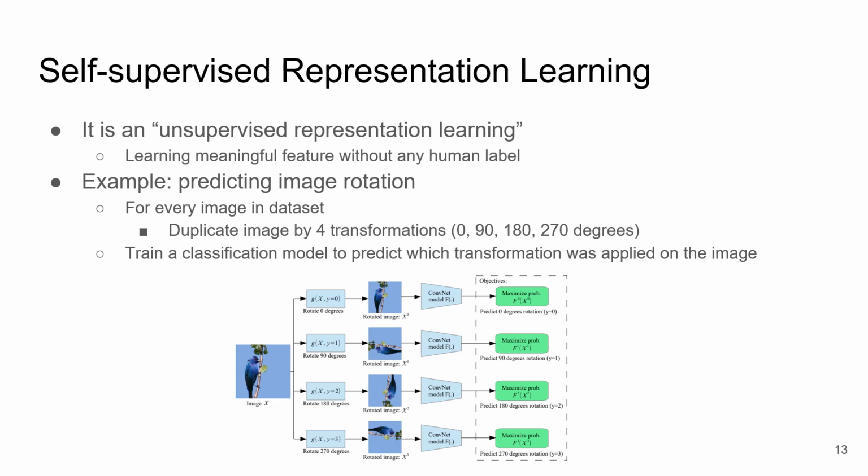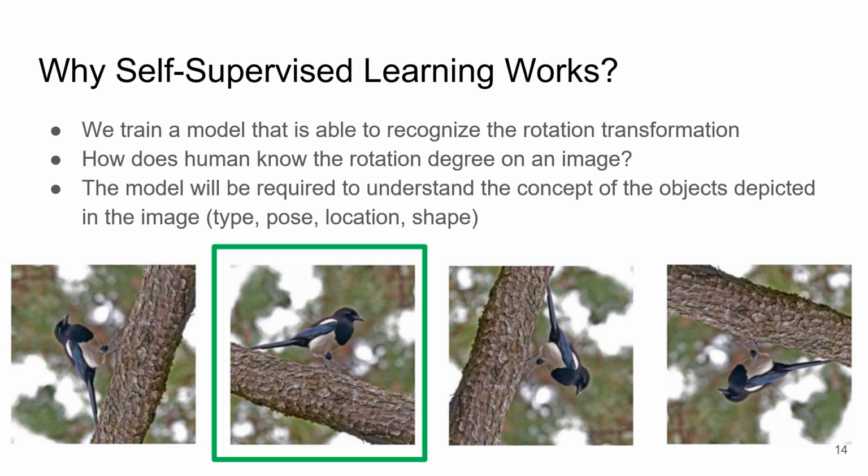Okay, now we know what self-supervised learning is. The next question is, why is it able to learn representations in this way? Okay, there is an intuitive way to think about this problem. Now we train a model that is able to recognize the rotation transformation.